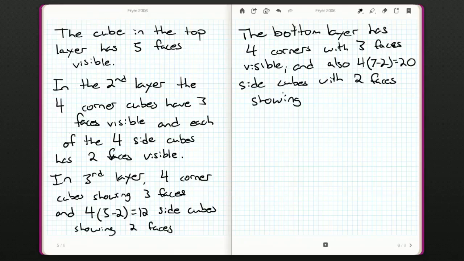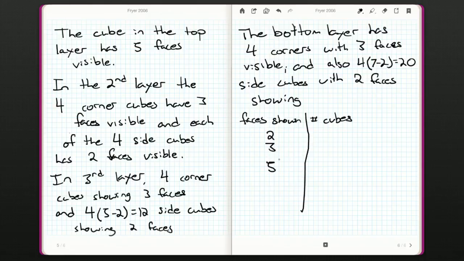So we can put all this into a little chart. Remember, we're counting the number of visible faces. So we either have 2 faces showing, 3 faces showing, or 5 faces showing. How many cubes have each? So in the first layer we have just the 1 showing 5. In layer 4 we have 4 corner cubes showing 3. And we have 4 side cubes showing 2.